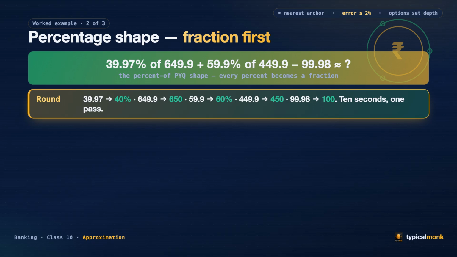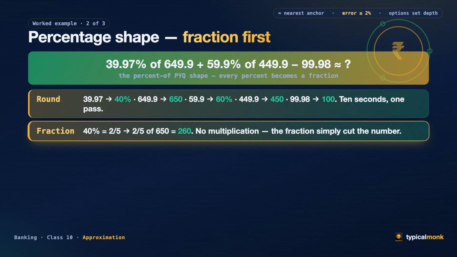39.97 becomes 40%. 649.9 becomes 650. 59.9 becomes 60%. 449.9 becomes 450. 99.98 becomes 100. 10 seconds, and the whole expression has become a friend.